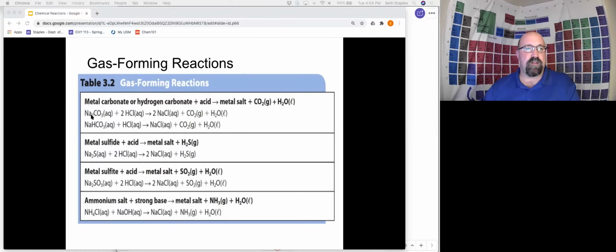And we can see that here. For instance, sodium carbonate plus hydrochloric acid give us our metal salt, our sodium chloride, CO2 gas is given off, and water. And then a couple others. So metal sulfide plus an acid also give us a metal salt and hydrogen sulfide gas. Metal sulfite and an acid give us sulfur dioxide gas and our metal salt and water, and then an ammonium salt. So let's take a look at why this happens.